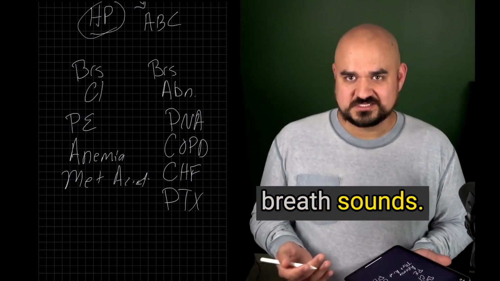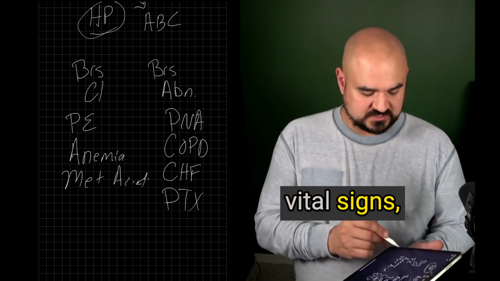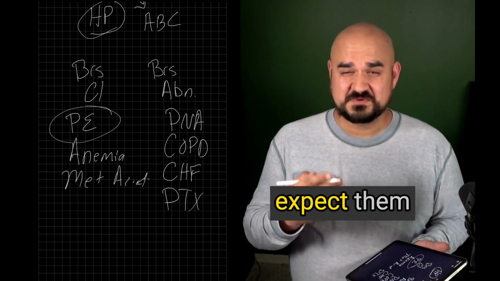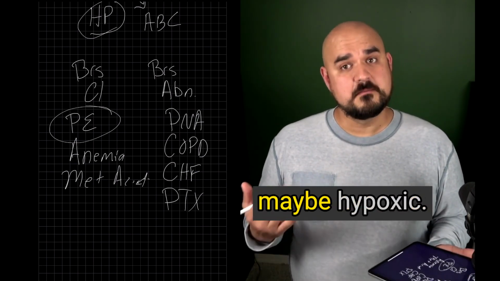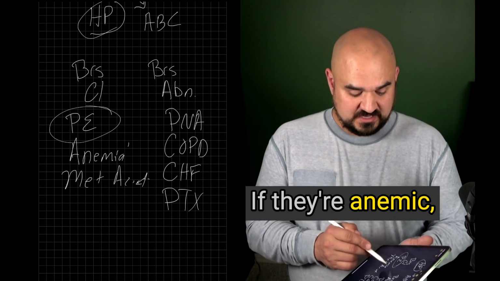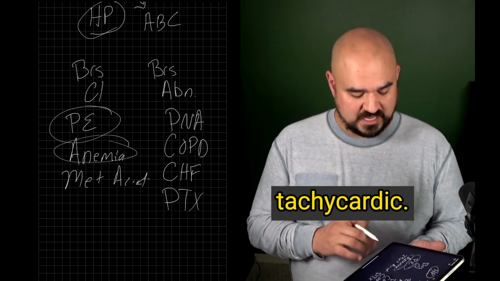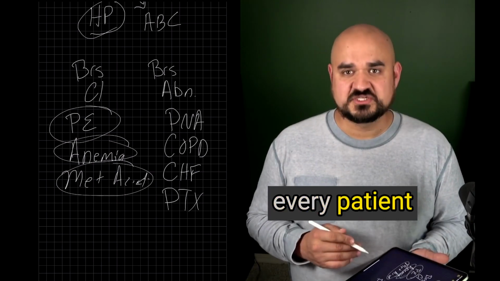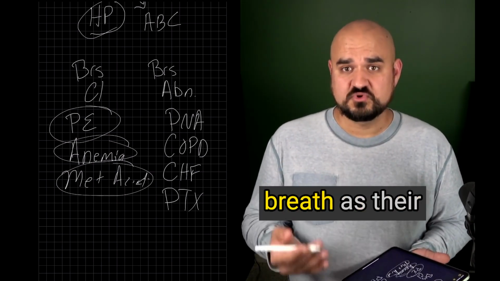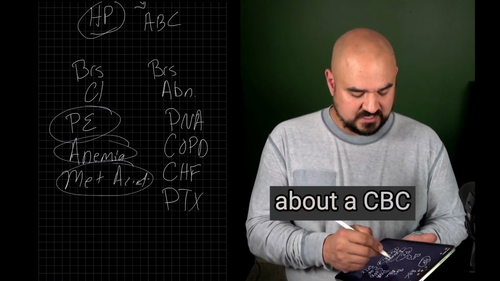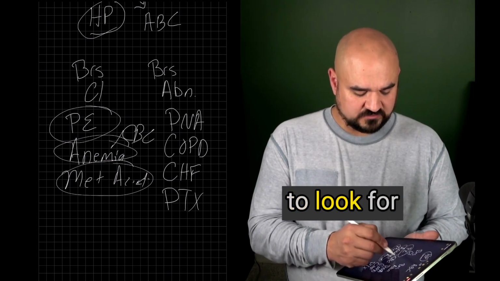So clear breath sounds, looking at the vital signs, because if it's a PE, I would expect them at least to be tachycardic, maybe hypoxic. If they're anemic, they may be tachycardic. Metabolic acidosis, they're likely going to be tachycardic. And then for pretty much every patient coming in with shortness of breath as their main complaint, I'm going to think about a CBC to look for anemia.